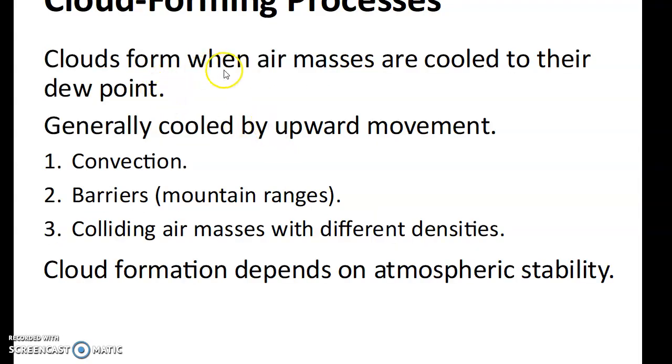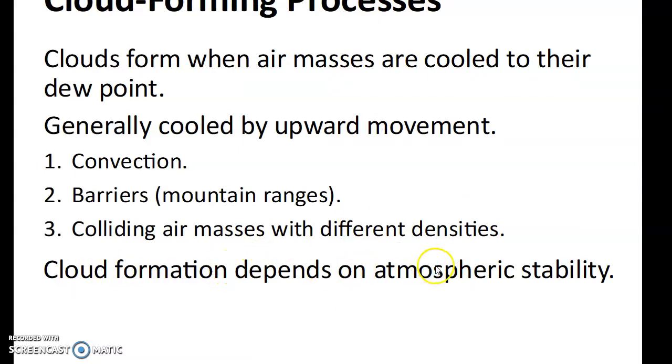So clouds form when air masses are cooled to their dew point, generally cooled by upward movement, convection, barriers, mountain ranges, for example, and colliding air masses with different densities. When they collide with quite a bit different, we sometimes get what we call tornadoes.